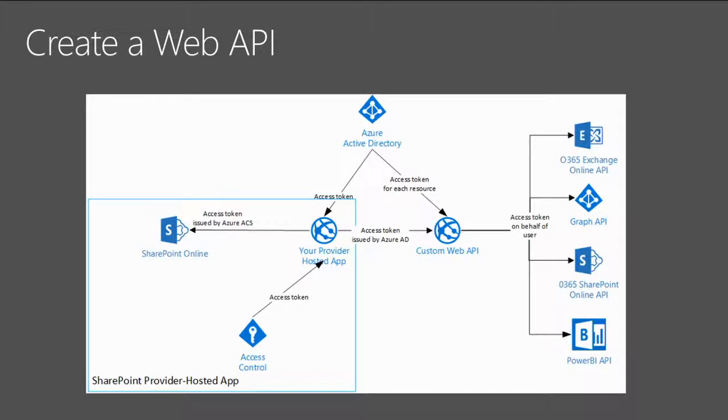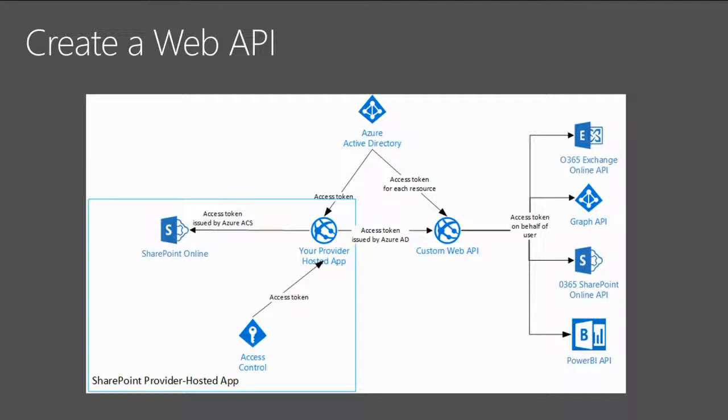So this is an awesome diagram that we've lifted with Kirk Evans' blessing from his blog. This is what I think is a wonderful architecture for your new cloud-ready hybrid solutions. Now, when you write a SharePoint app, you get an access control token from ACS if you're doing those low-trust apps, which I'd encourage you to do.